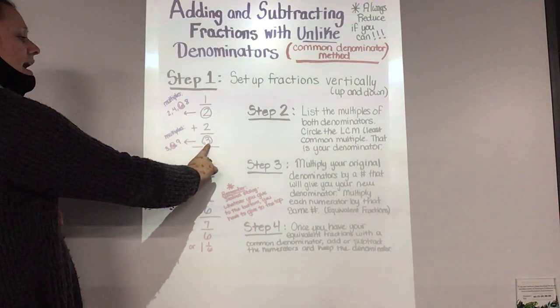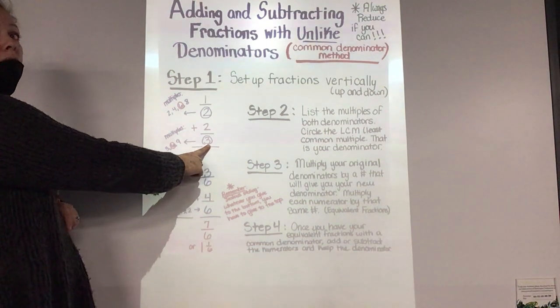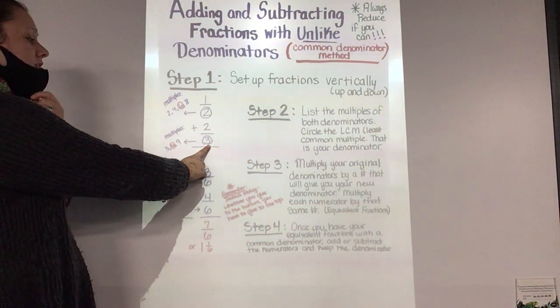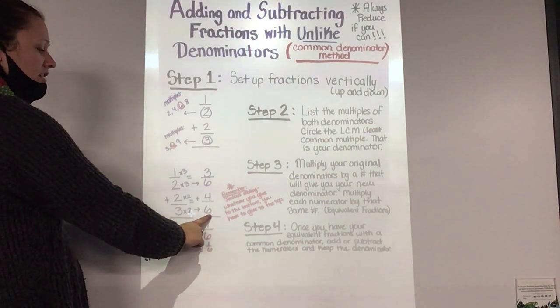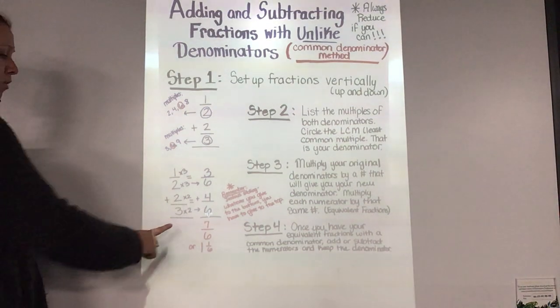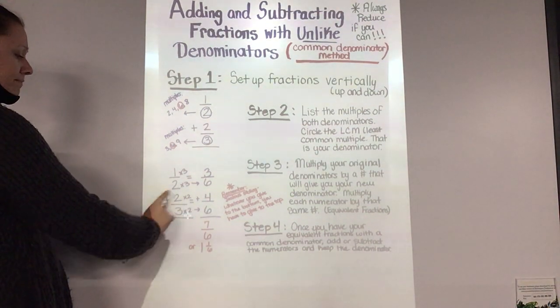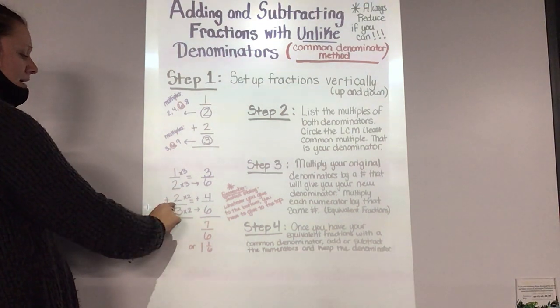Okay, this 3. How do I make this 3 into a 6? 3 times what would give me 6? 3 times 2. So 3 times 2 to give me that new denominator of 6. But jealous sibling, what you do to the bottom, you have to do to the top. So this 2 was jealous. It also gets to get multiplied by 2.